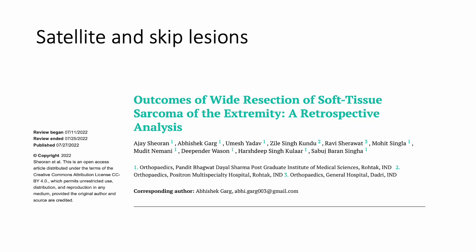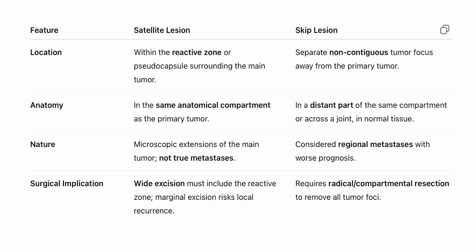And another is the concept of satellite and skip lesions that we should keep in mind. For local assessment of soft tissue sarcoma, the MRI should be done of the whole limb to look at the whole compartment, not of the specific site, and that is one key. To differentiate satellite lesions from skip lesions, the location matters. In case of a satellite lesion, it is within the reactive zone or pseudocapsule.